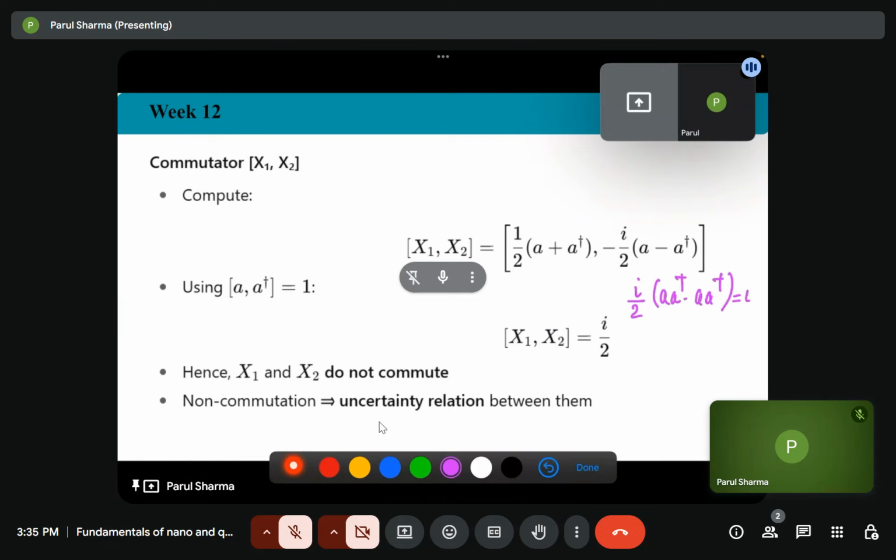So this is iota by 2 because this is the number operator. a dagger a is equal to 1. So the commutator of x1 and x2 is iota by 2.